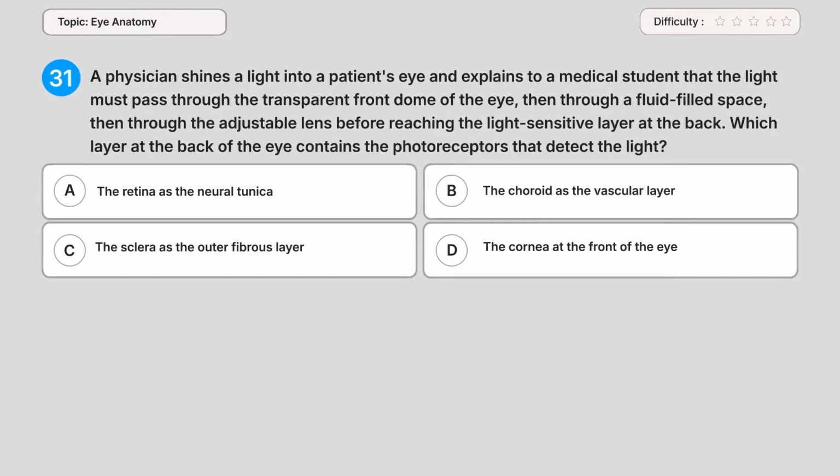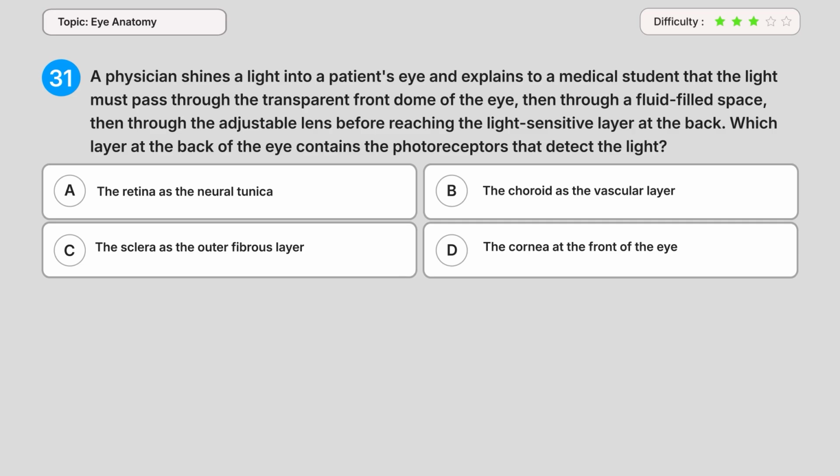31. A physician shines a light into a patient's eye and explains to a medical student that the light must pass through the transparent front dome of the eye, then through a fluid-filled space, then through the adjustable lens before reaching the light-sensitive layer at the back. Which layer at the back of the eye contains the photoreceptors that detect the light?